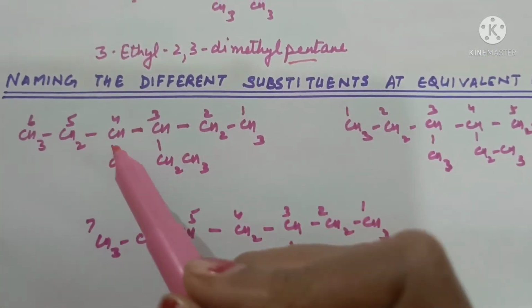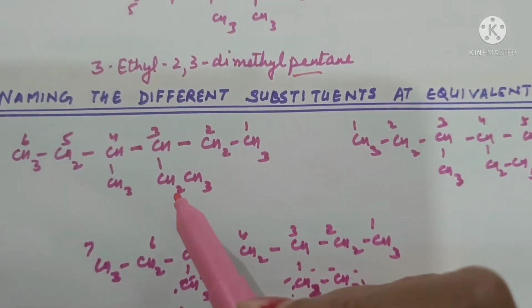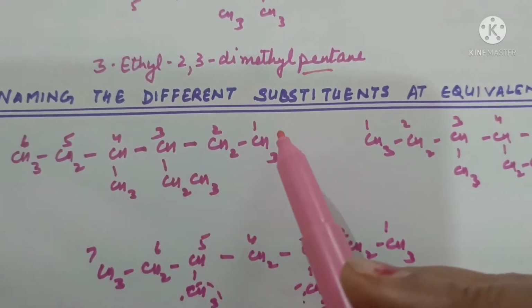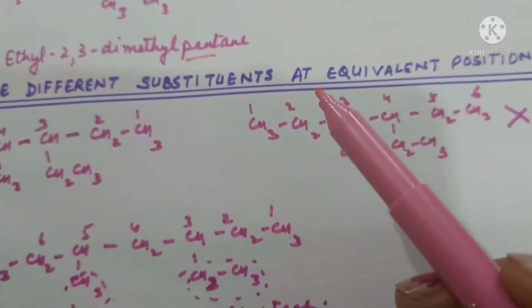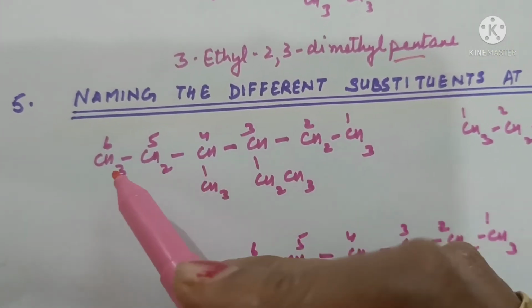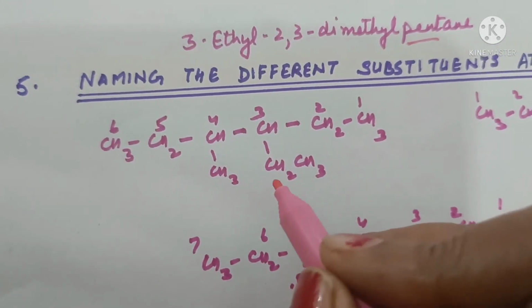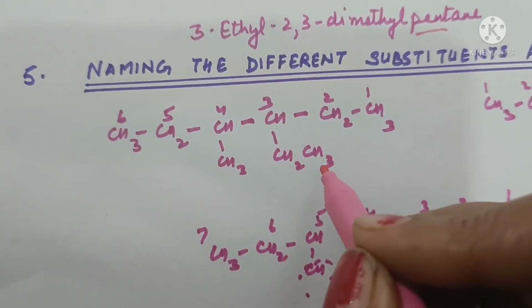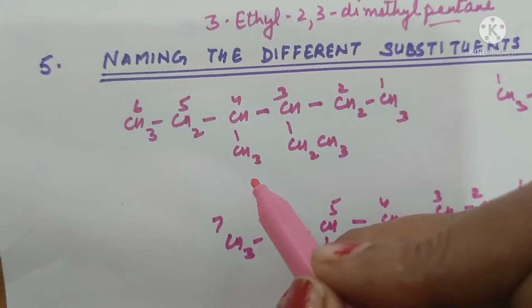Naming the different substituents at equivalent positions. Now while numbering of the chain is done, if 2 substituents get equivalent position, for example ethyl is getting 3 if we start numbering from this end, whereas methyl gets 3 if we start numbering from the other end, then this system of numbering will be preferred because ethyl, the first letter E is placed alphabetically first rather than M of the methyl group.